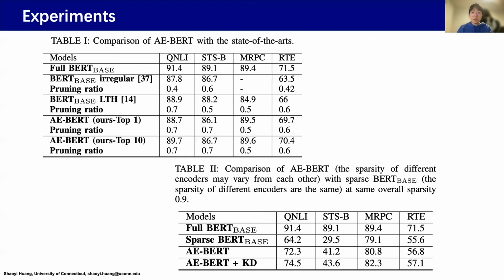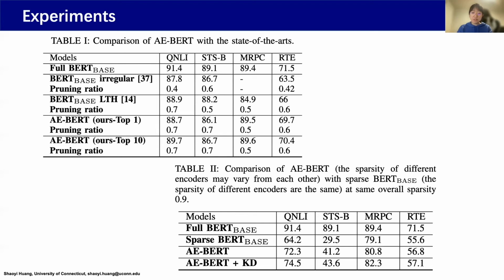A comparison of AE-BERT and a sparse BERT-BASE at higher sparsity, for example 0.9, is shown in Table 2. The difference between the two methods is that the sparsity of different encoders of AE-BERT may be different from each other, while for sparse BERT-BASE it is the same. The experimental results show that AE-BERT can find better subnets than irregular pruned BERT-BASE on QNLI, STS-B, MRPC, and RTE.